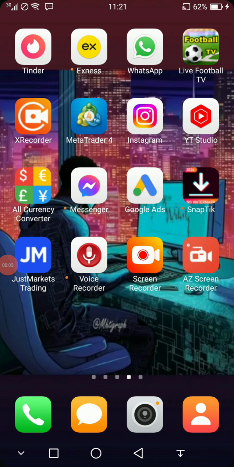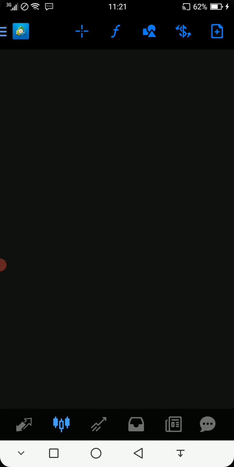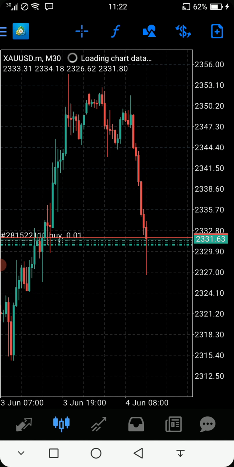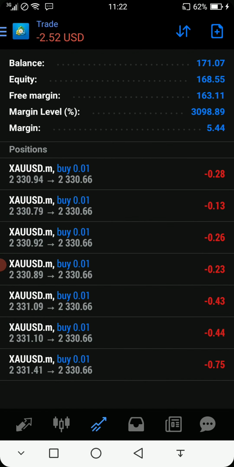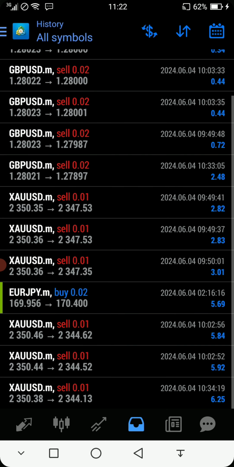Yo, we are back again with an update on the challenge that we started. Currently we took some wins earlier in the morning. We already got 36 US dollars. As you can see, we sold GBPUSD and we sold gold. These are the trades from our gold and GBP trades.